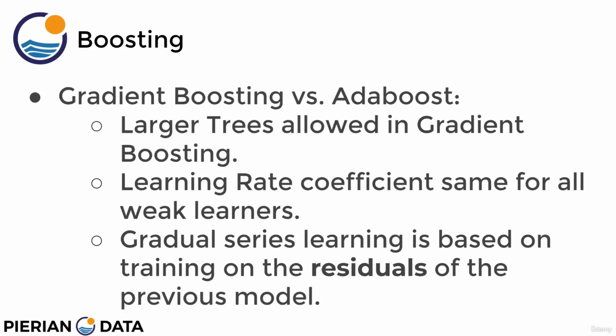In gradient boosting, we are going to allow for larger decision trees to be developed versus the stumps that we were developing in AdaBoost. You should also note that when you see the learning rate coefficient in the formulas, that's actually the coefficient that's applied to all the weak learners. So all the weak learners have the same learning rate coefficient, unlike AdaBoost, where you had a separate coefficient for each particular weak learner. The other thing to note is that the gradual series learning is based on training on the residuals of the previous model. So let's discuss that idea because that's the main way gradient boosting is the meta-learning algorithm based off those residuals.